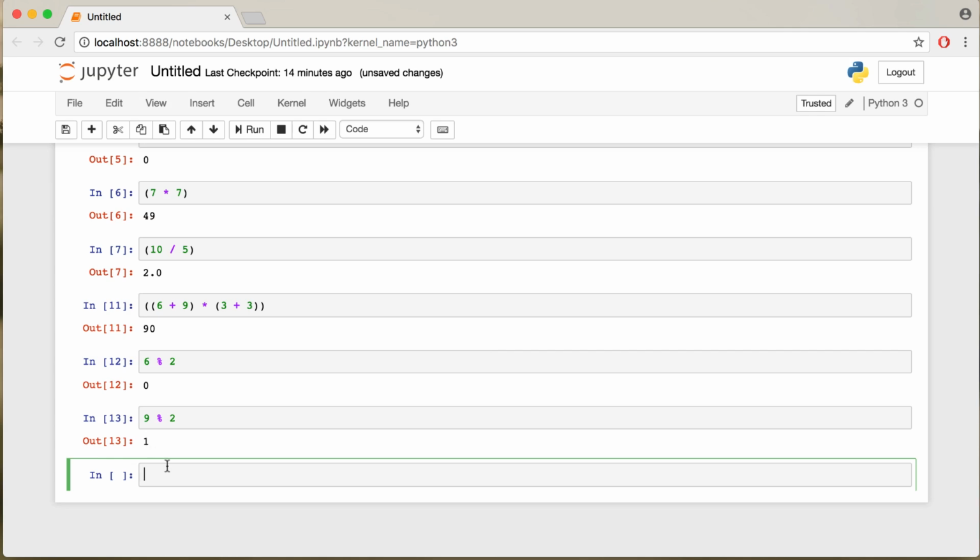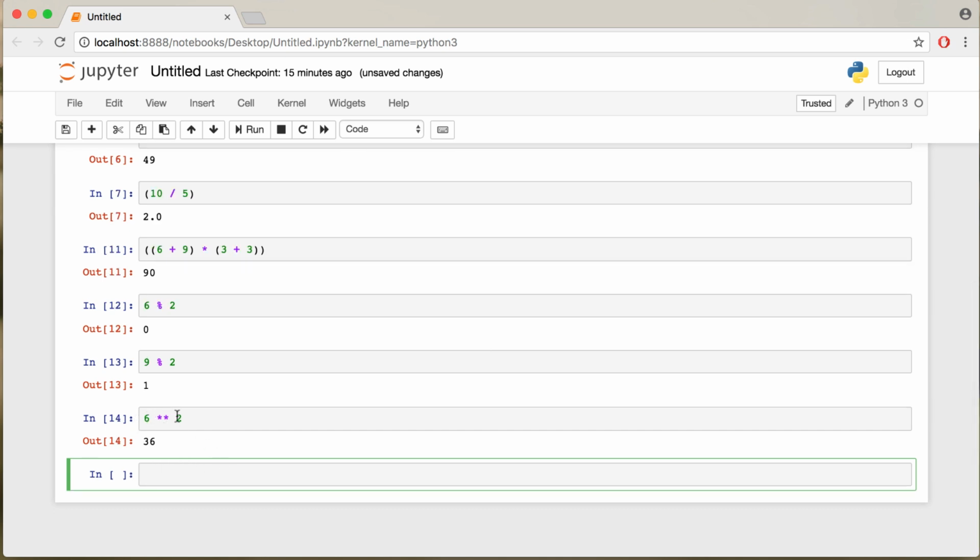A common mistake is to use the caret symbol for exponents. In Python, this is incorrect and represents a bitwise operation. We'll look more into it later on. To denote exponents, we use a double asterisk, such that 6 double asterisk 2, 6 to the power of 2, if you run it, obviously 6 to the power of 2 gives 36.